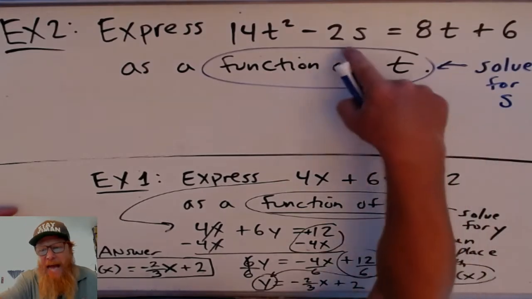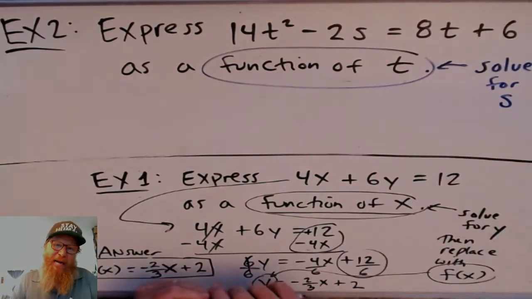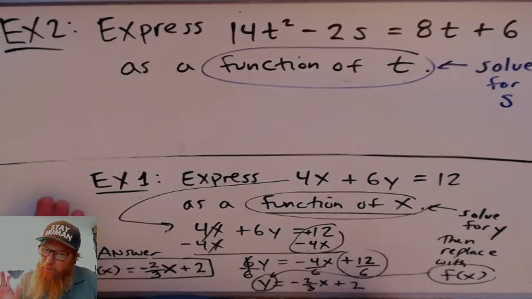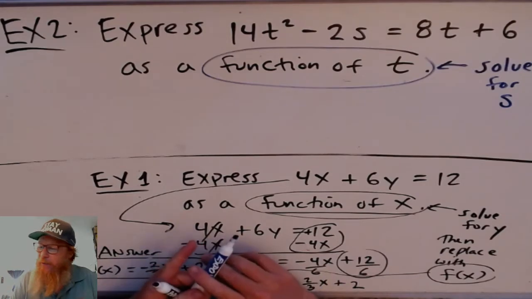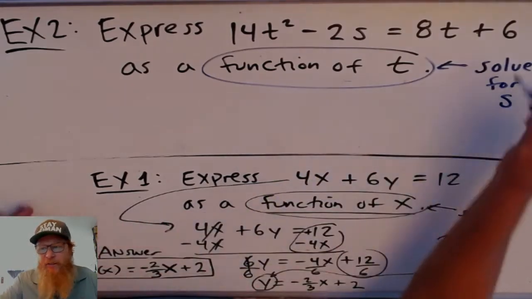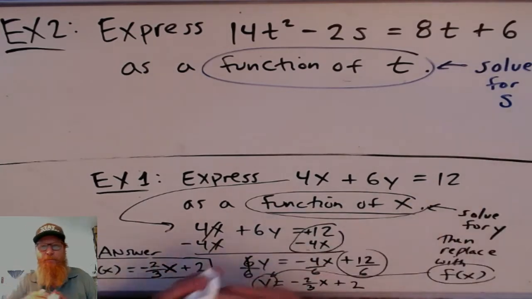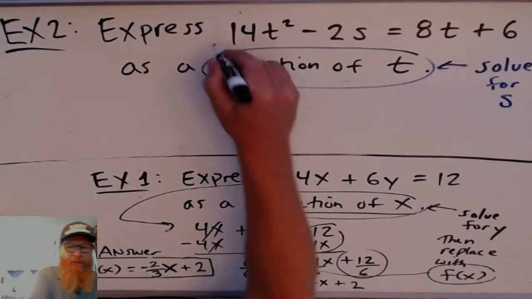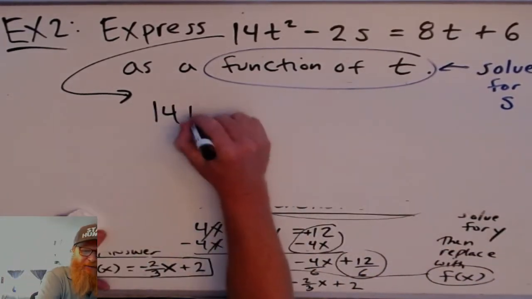So you're treating s as if it were y, and you're treating t as if it were x, which I always thought was weird because it's reverse alphabetical, but that's just the way we do it. So we're going to solve this equation for s. I want to get s by itself. Come on down here and just rewrite it.